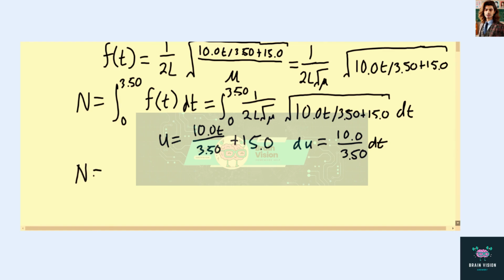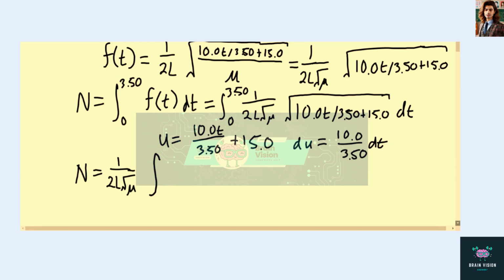So n is equal to, and then we'll pull the constants out to the front. So 1 over 2L square root mu. And then we will have our integral. But because we've changed, because it's a definite integral and we're changing our variable, the limits of the integration are going to change too.